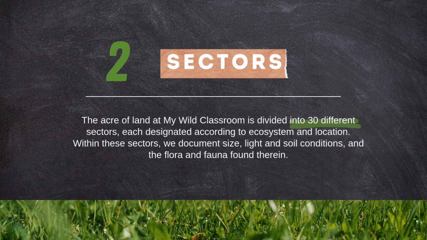And so those terrestrial ecosystems that we have, I have divided into different sectors, and specifically 30 different sectors that are each designated according to the ecosystem and the location. And within those sectors, we document the size of the sector, the light and soil conditions, and the flora and the fauna that's found therein.